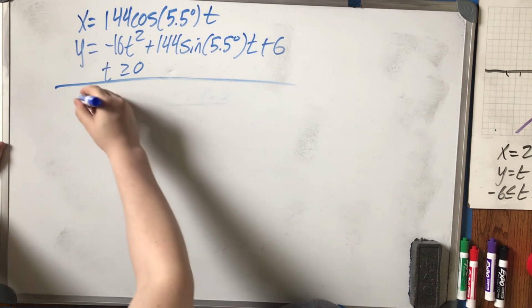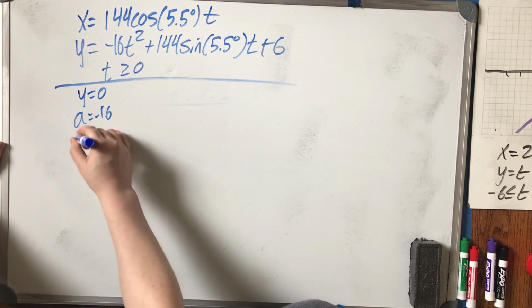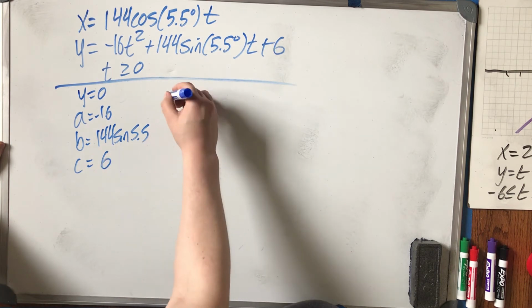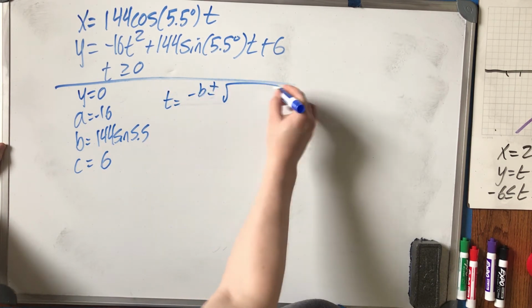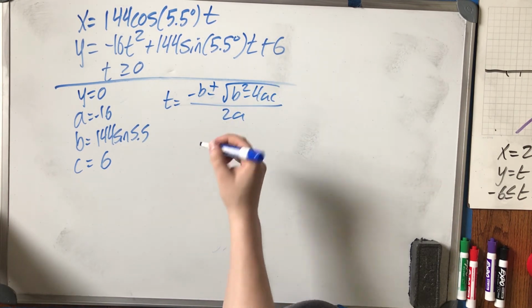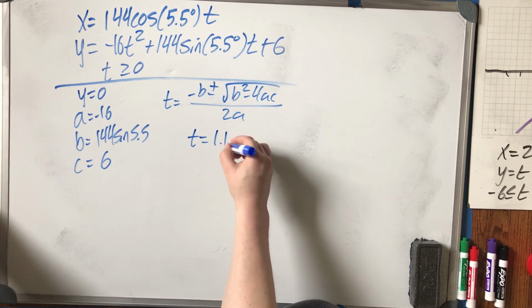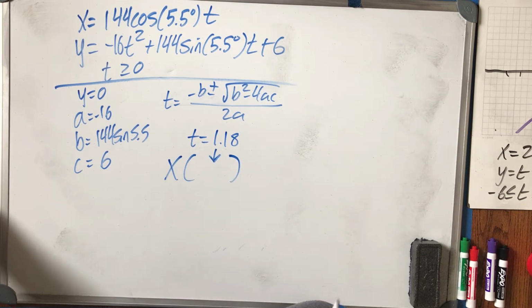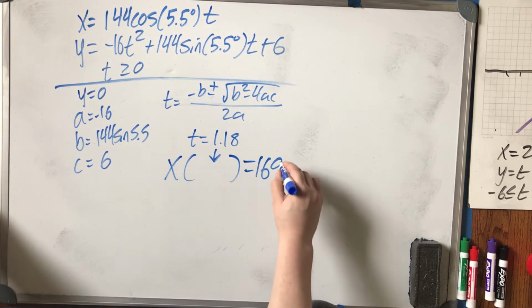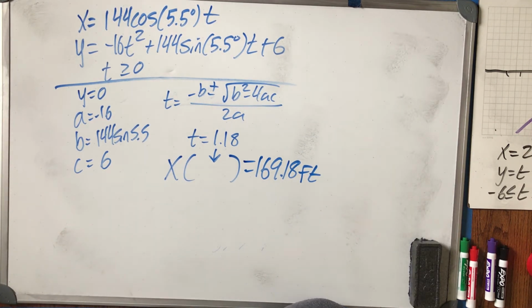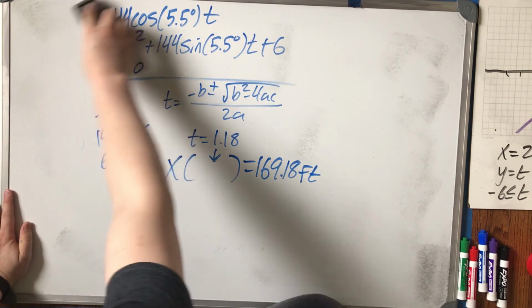All right, will it hit the ground? That's when y equals 0. I need to know what a is, -16. B is 144 sine 5.5. C is going to be 6. I'm going to do the quadratic formula, but remember, we should work by just writing it out, and then use the calculator to do the rest of it for us. I'm going to get that t equals 1.18, so that's how long it's in the air for. And if I want to know how far it actually traveled, I just use the stored value in the x equation, and I got 169.18 feet is how far it traveled in 1.18 seconds. There you go. Question 7.